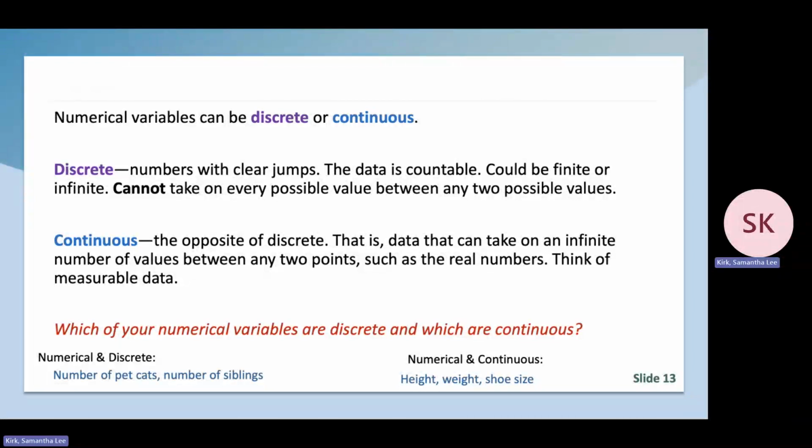If you measure the length of your foot, depending on the ruler, you might get two different numbers, but they're going to be rounded. Weight, like if you weigh yourself at home versus at a doctor's office, you're going to get a more precise weight, and it can take on values like 0.2, 0.3. This is continuous. So again, discrete has clear jumps, and continuous is measurable.